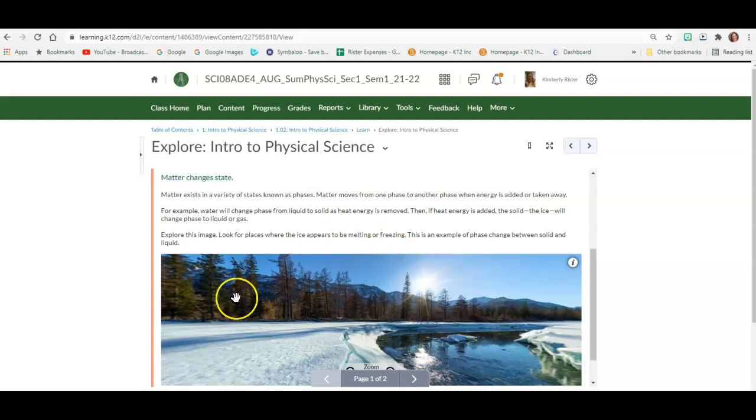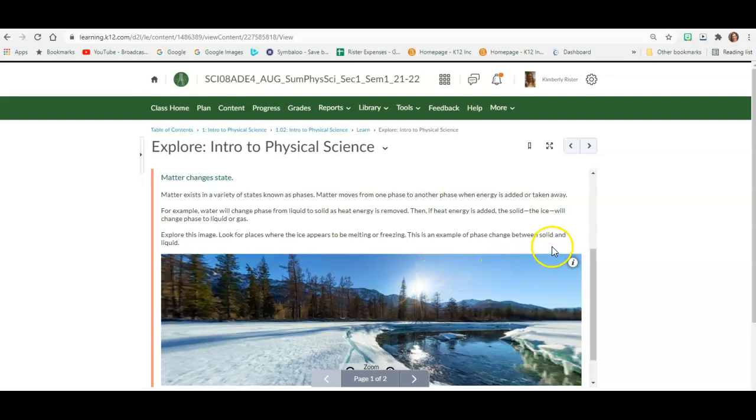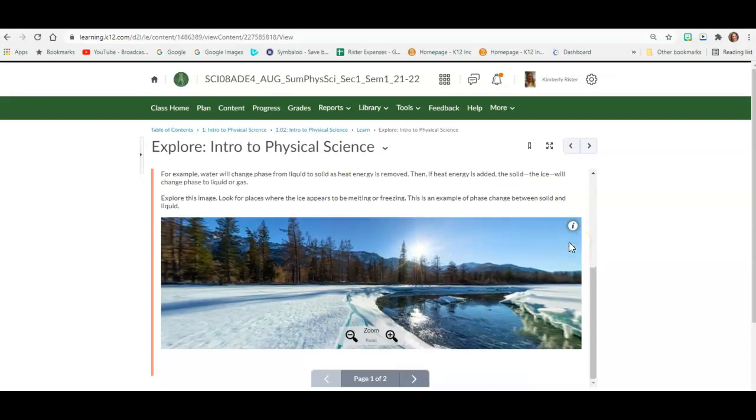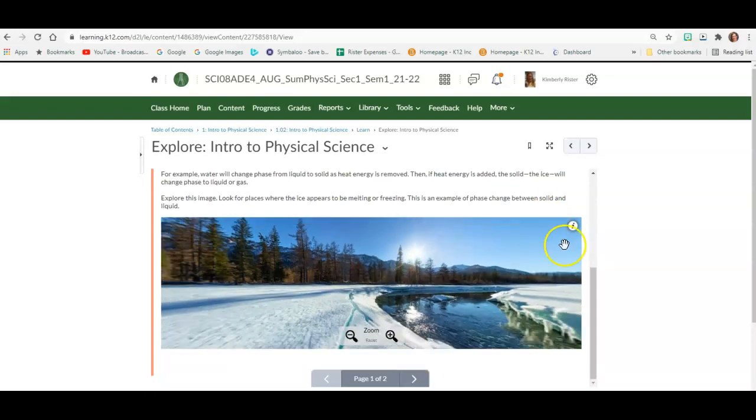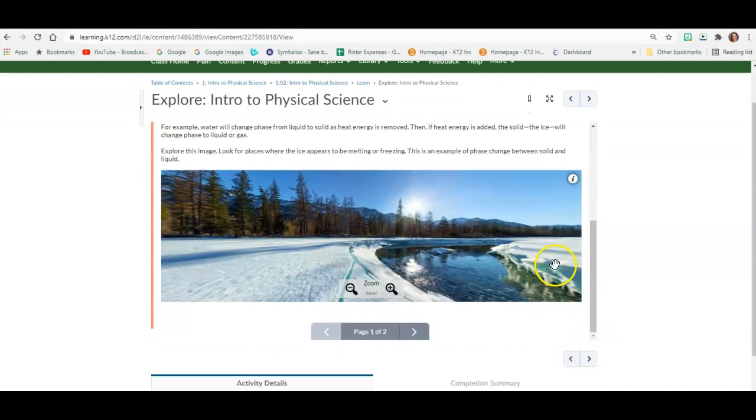So explore the image and look for places where ice appears to be melting or freezing. And that is an example of a phase change between solid and liquid. If we look in the picture here, we're able to see snow and then some solid ice. It looks like it's melting here, so we see some water. And then we also see, in this little area, it looks like there is some ice melting there as well.